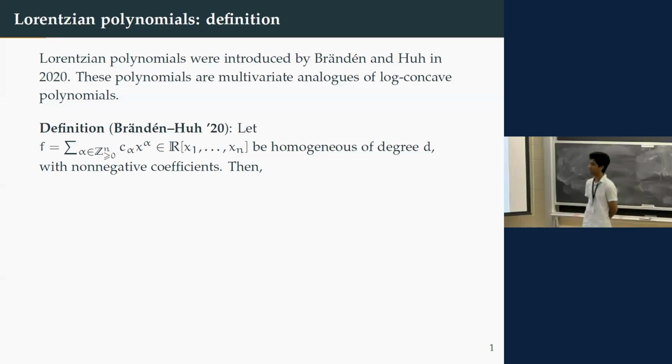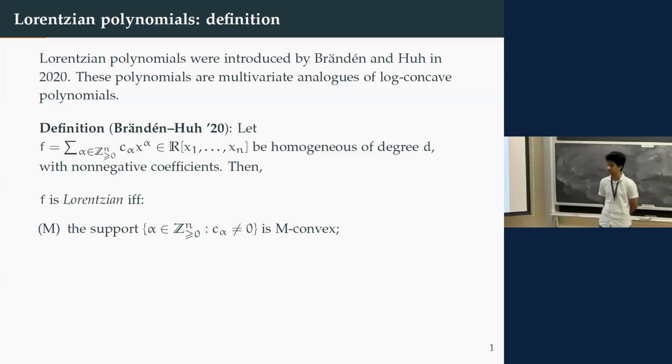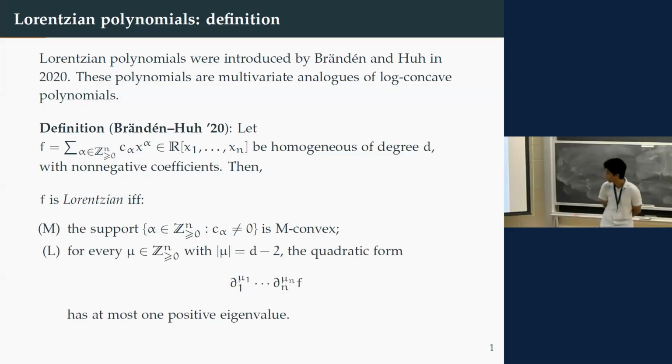And here's the definition. We call a homogeneous polynomial with non-negative coefficients Lorentzian if it satisfies the following two conditions. The first one is that its support must be M-convex, if you remember from this morning. The second condition is that if our polynomial has degree more than 2, then we can start taking derivatives in different orders, and the quadratic form associated to the resulting degree 2 polynomial must have at most one positive eigenvalue.